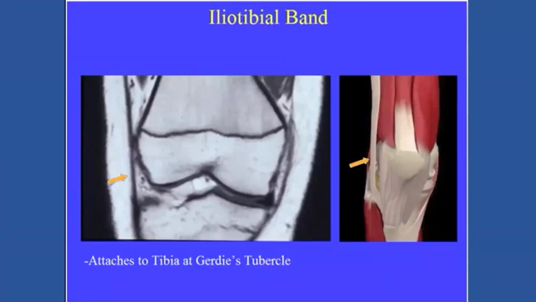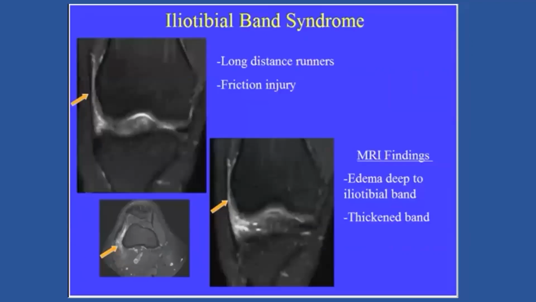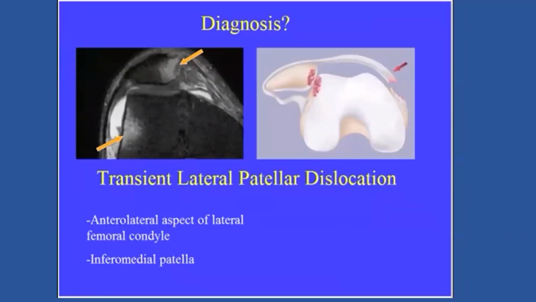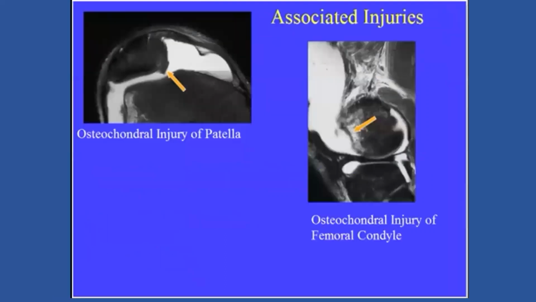You can have, this is Gerdy's tubercle, the biceps. You have avulsions or injuries of the patella, which I will not be going through. This is a patellar dislocation with a Harrington fragment of the patella. It can be off the femoral condyle, the lateral femoral condyle, and you can have a tear of the medial patellofemoral ligament. All these become apparent by MRI.